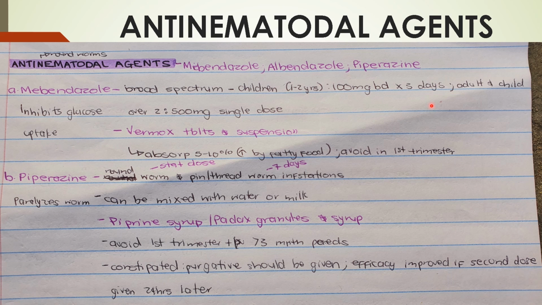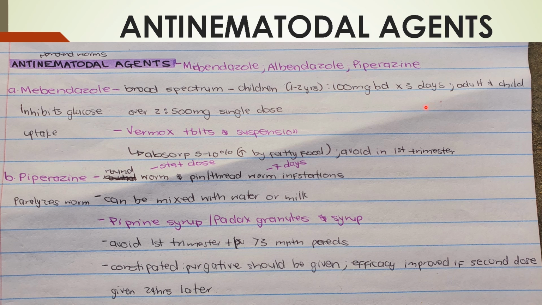Okay, and then we've got our antinematodal agents, or your roundworms. For treatment, you use mebendazole, albendazole, and piperazine. Your mebendazole is a broad spectrum antinematodal agent. It's used in children that are 1 to 2 years old. They're given 100 milligrams twice daily for 3 days. If you're over 2 years, then you're given 500 milligrams as a single dose.